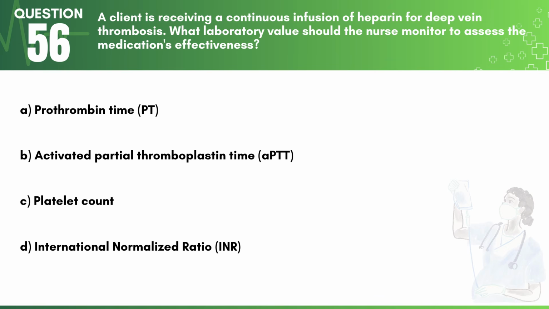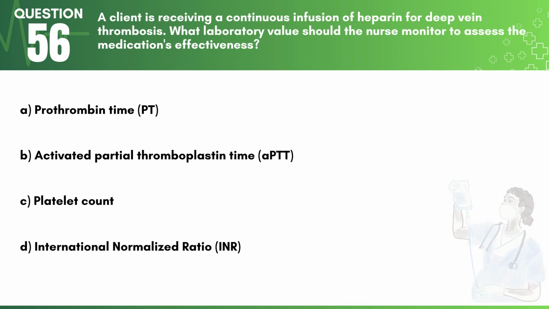Question 56. A client is receiving a continuous infusion of heparin for deep vein thrombosis, DVT. What laboratory value should the nurse monitor to assess the medication's effectiveness? A. Prothrombin time, PT. B. Activated partial thromboplastin time, APTT. C. Platelet count. D. International Normalized Ratio, INR.